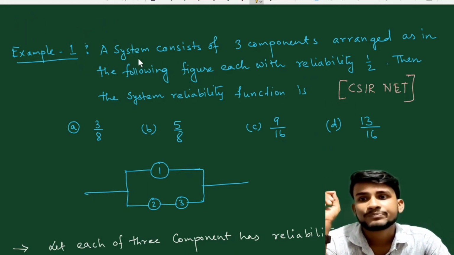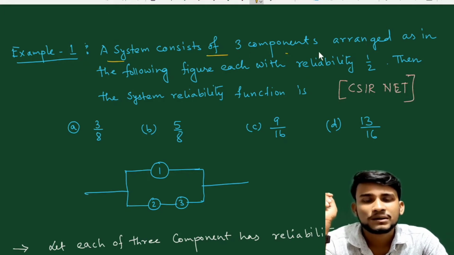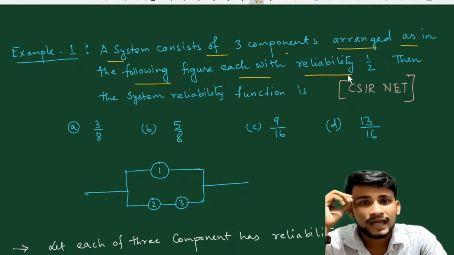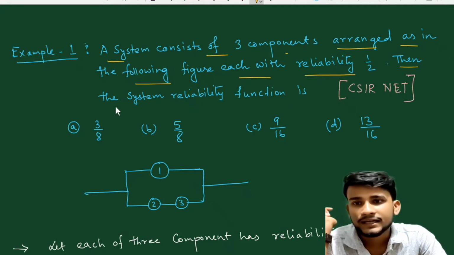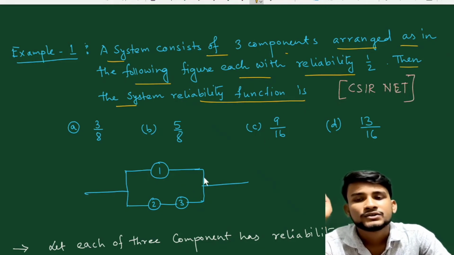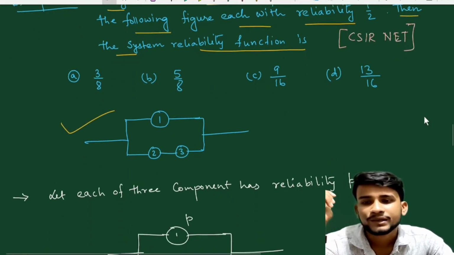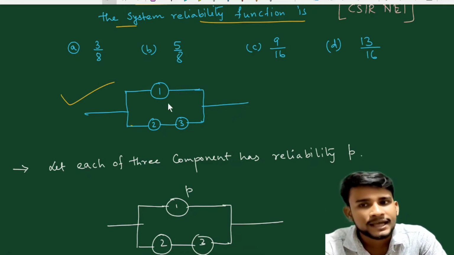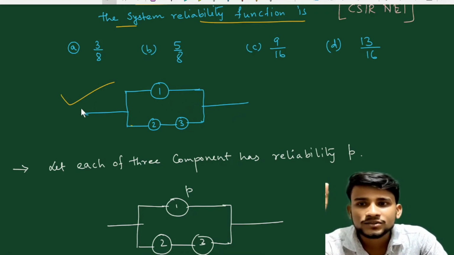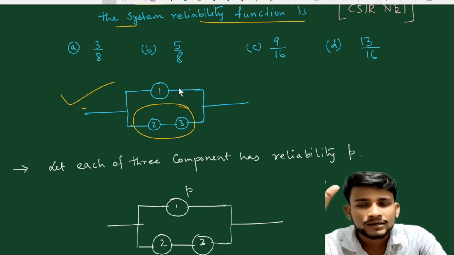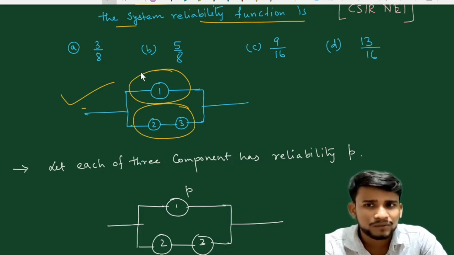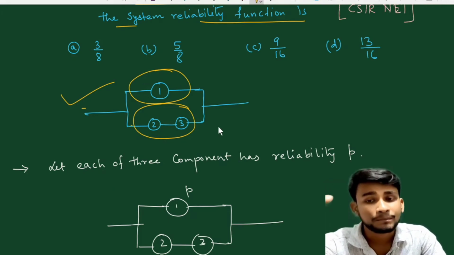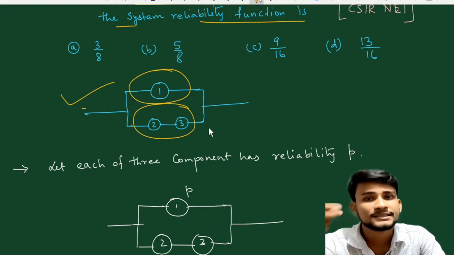See example 1: a system consists of 3 components arranged as in the following figure, each with reliability half. Then the system reliability function is, so there are 3 components connected in this way. Components 2 and 3 are connected in series, and this one component and these two components are connected in parallel. This is an example of a mixed system.